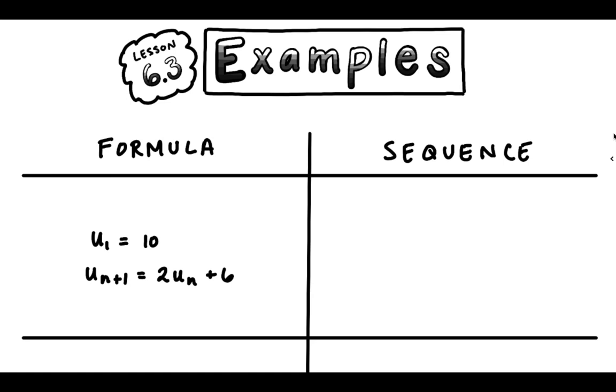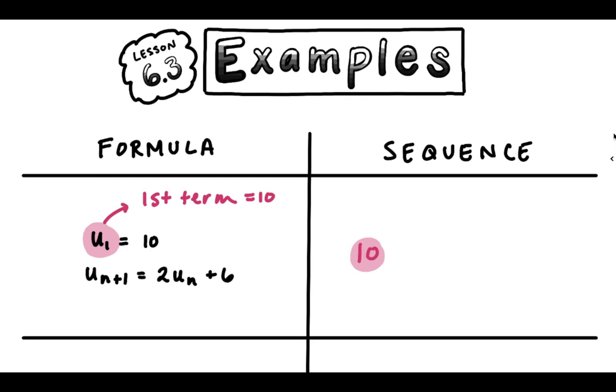And so basically we're interpreting these symbols. So remember U sub 1, that is the symbol for the first term. The subscript 1 means first term. So we know that our first term is 10. So I can write down 10 for our first term right away.